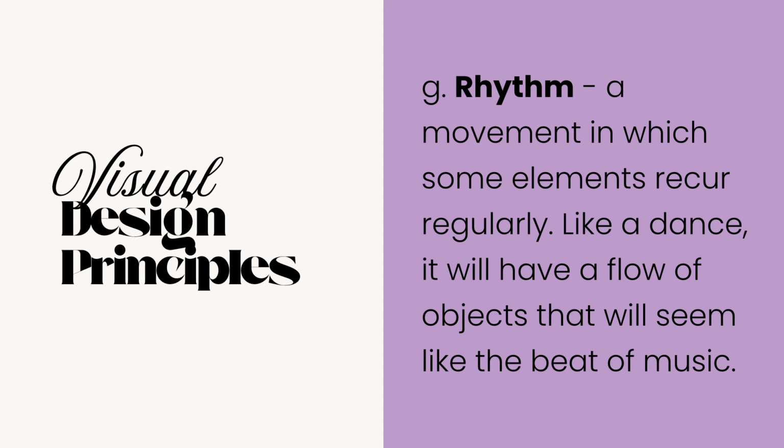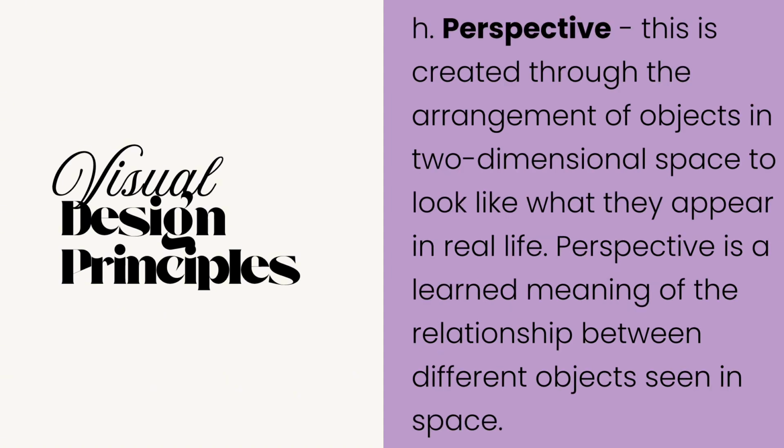Rhythm, a movement in which some elements recur regularly. Like a dance, it will have a flow of objects that will seem like the beat of music. And lastly, perspective. This is created through the arrangement of objects in two-dimensional space to look like what they appear in real life. Perspective is a learned meaning of the relationship between different objects seen in space.